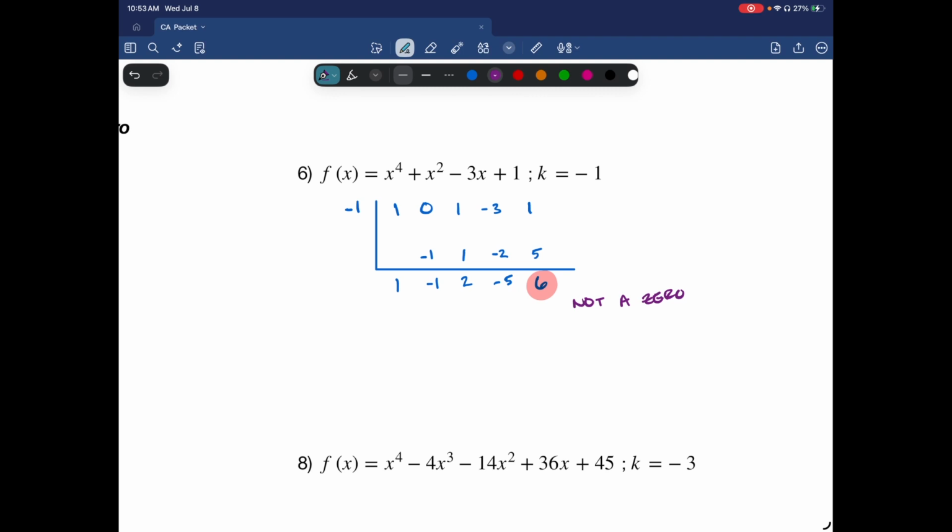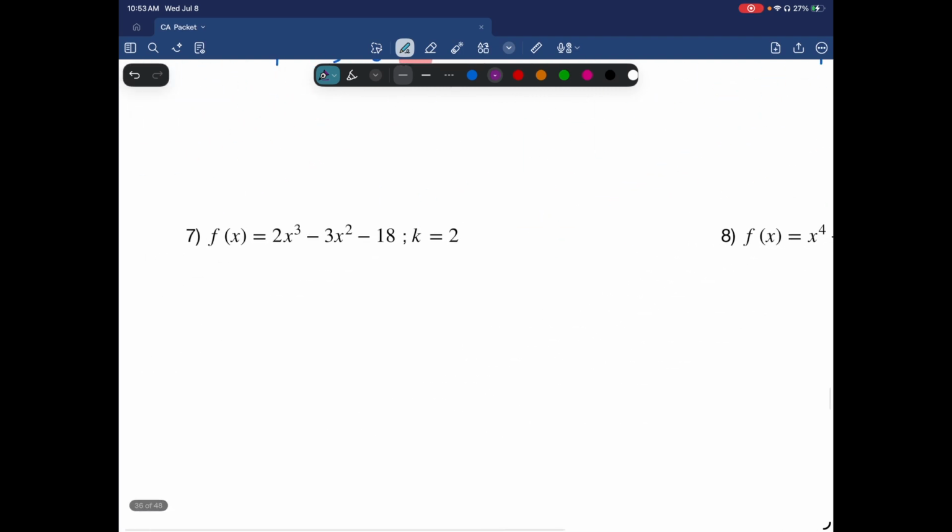Okay, 7. Dividing by 2 this time. All right, I have x cubed, x squared. I don't have an x, so I need to make sure that's there. So I have 2, negative 3. I don't have an x, so I put 0, negative 18. Bring the 2 down, get started. So it's going to be 4. It's going to be 1, 2, 2, 4, negative 14. So once again, I have a remainder, but that remainder is not 0. So this is not a 0 of the polynomial.